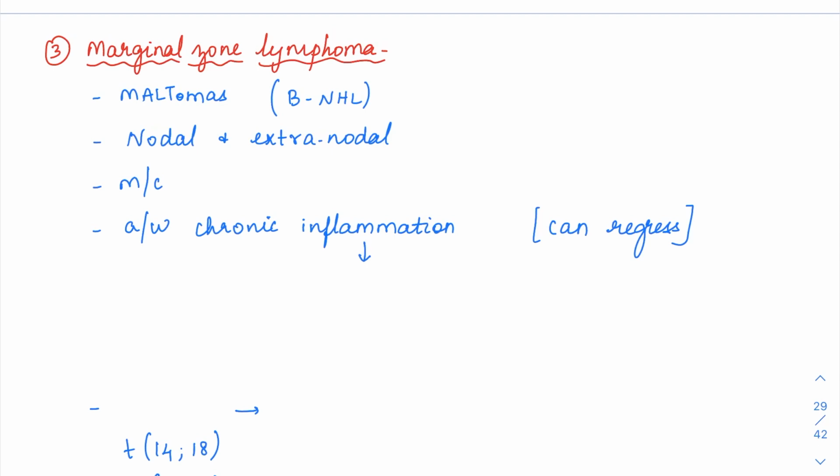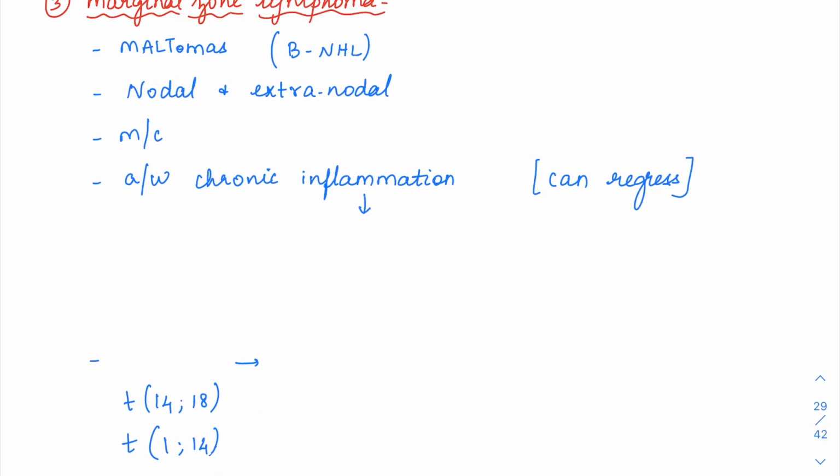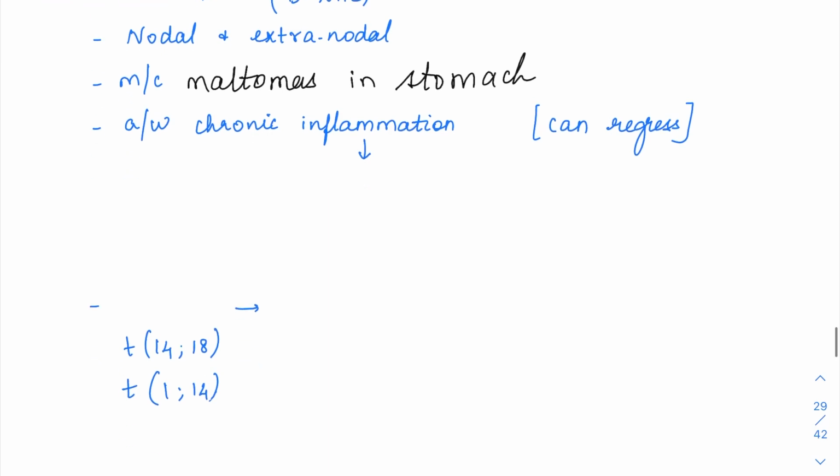So when it occurs in those GI kind of MALT tissue, it is going to be given the name of maltomas. Maltomas are nothing but extranodal marginal zone lymphomas only. And maltomas are seen most commonly in the stomach. Okay, but remember, the most common lymphoma in the stomach is going to be DLBCL only, but maltomas most commonly affect the stomach in an extranodal location.